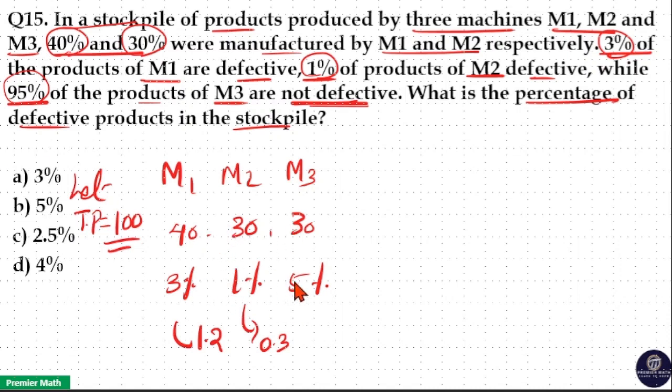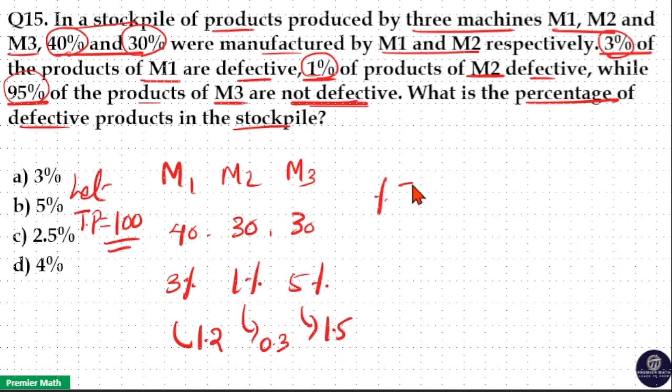This will become 5% of 30, which means 0.3 into 5, equal to 1.5. That is, here M1 produces 40 products, out of which 1.2 products are defective. In the same way, M2 produces 30 products, out of which 0.3 products are defective. M3 produces 30 products, out of which 1.5 are defective.